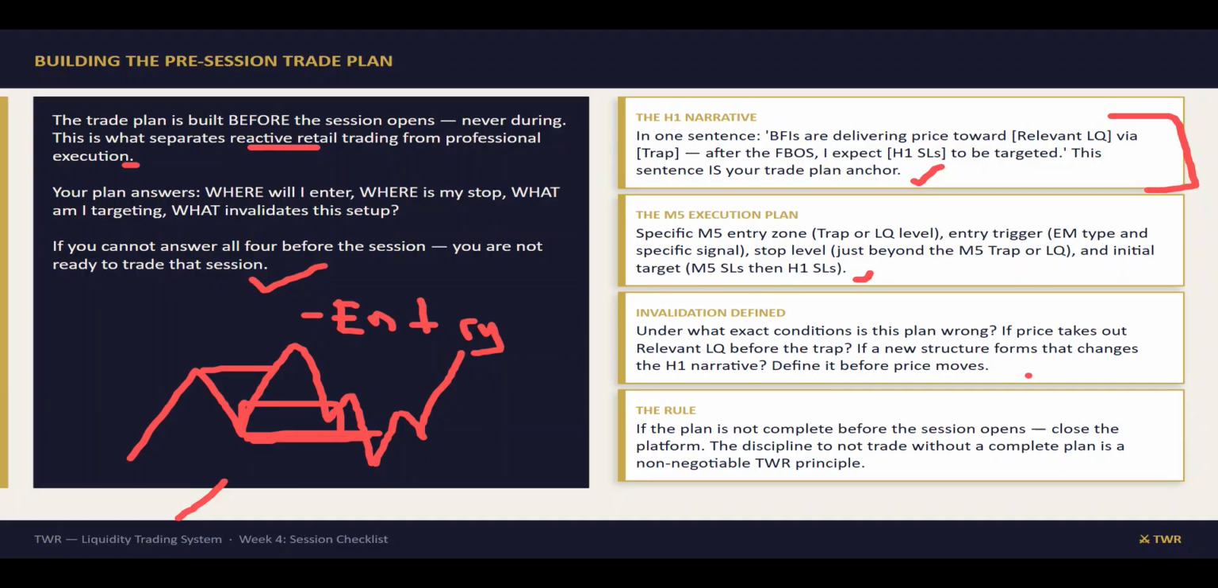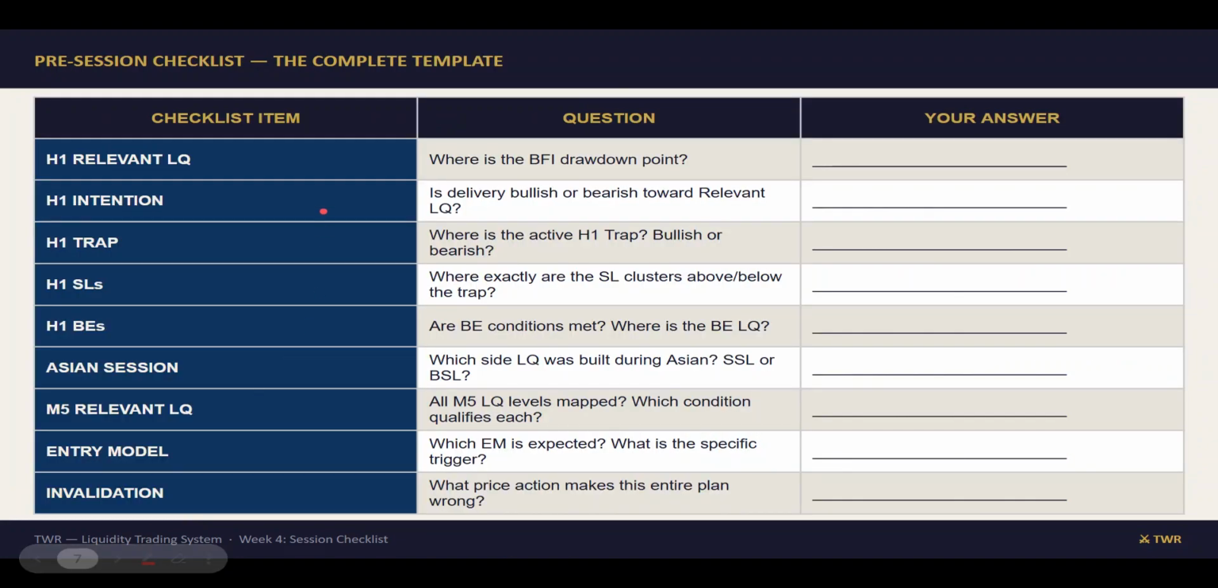Now, the rule: if the plan is not complete before the session opens, close the platform. That is a discipline required here. The discipline not to trade without a complete plan is non-negotiable. Okay? So these are some of the checklists that you need to list.